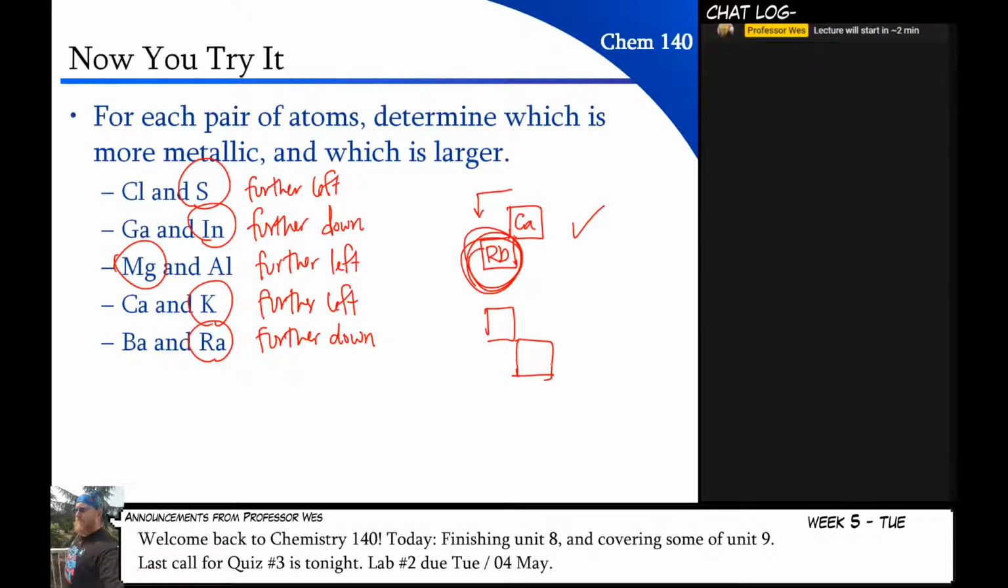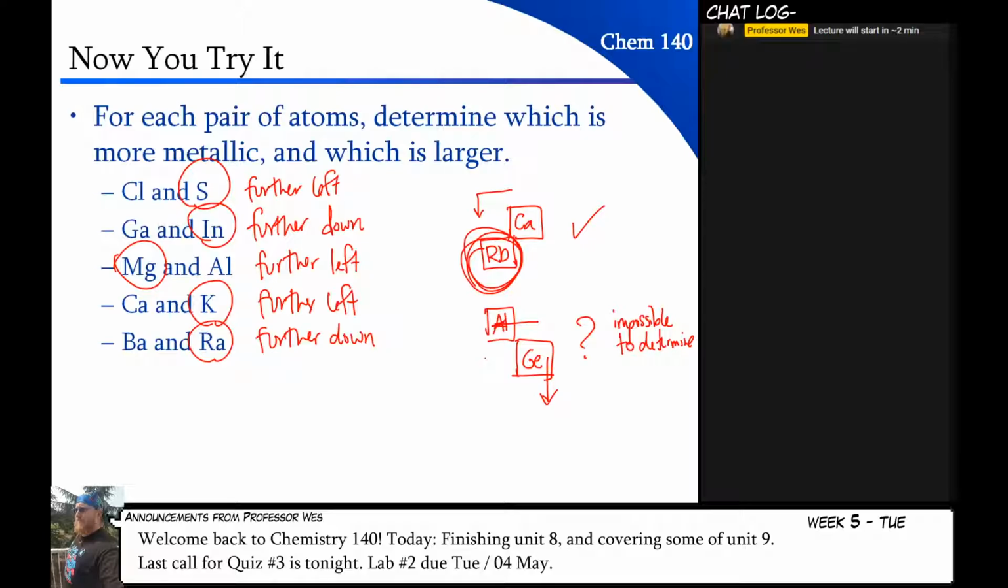What if I did something like this and I picked, say, aluminum and germanium? Then you have one that's further to the left, but you have a different one that's further down. What's the answer here? The answer is it's impossible to determine. If you end up in a situation where one of the two choices is further left, but the other one is further down, you cannot discern the answer without actually doing the experiment.